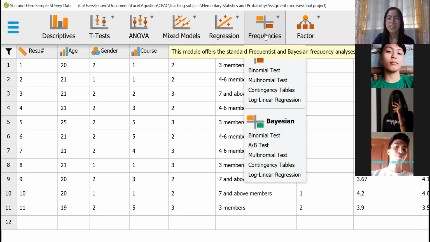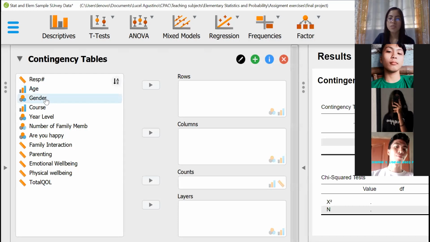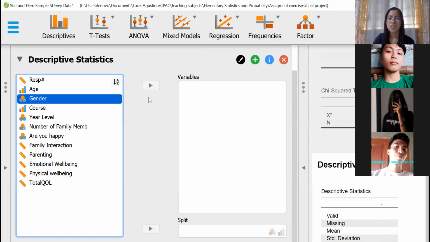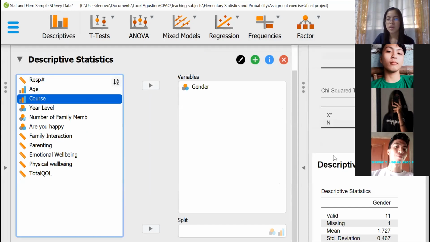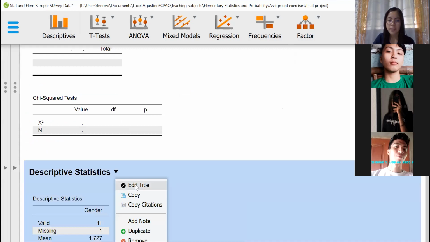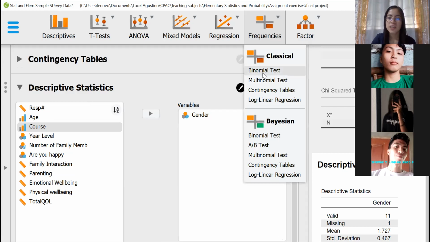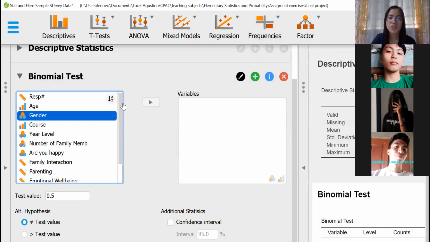Then the contingency table, you can choose rows and columns. Wait, it was descriptive. Gender. You will see it right away. Just put it in the variables. The descriptive has an arrow and you can copy it. There is edit title and copy citation. So when you have results, just copy and paste them into Word. So frequency, variables, gender.